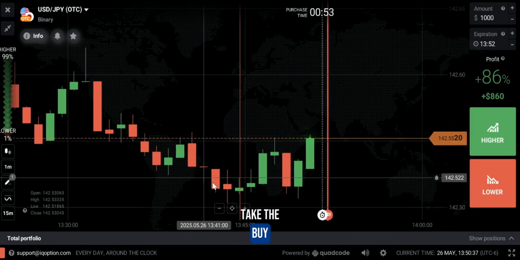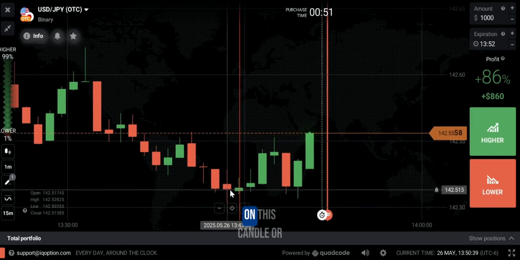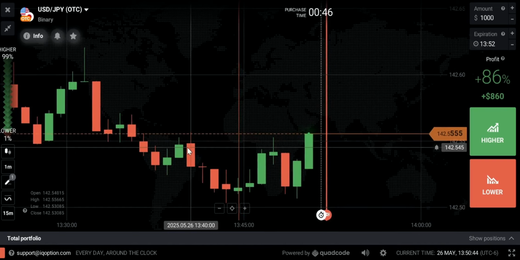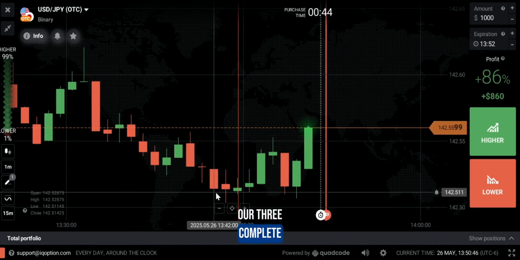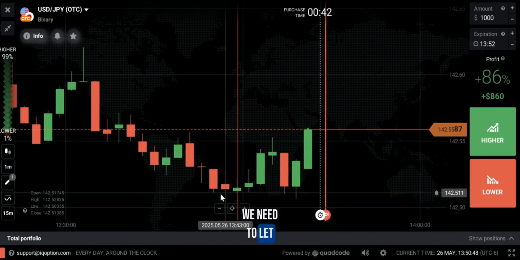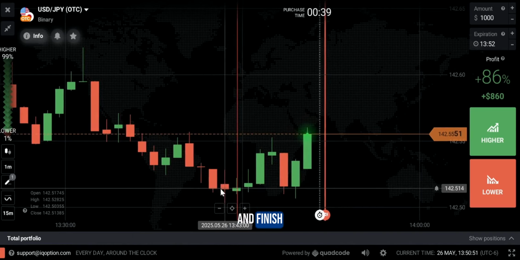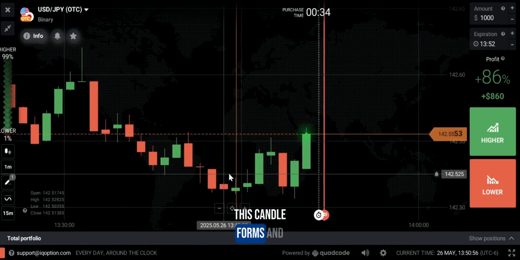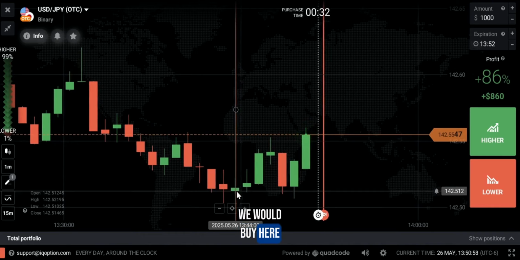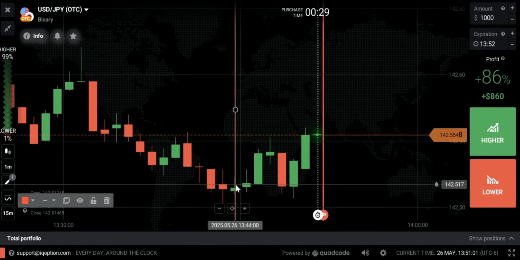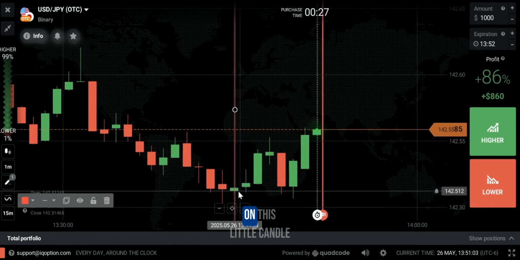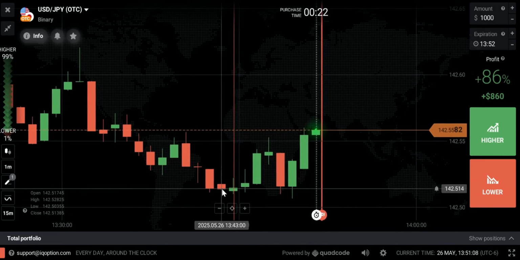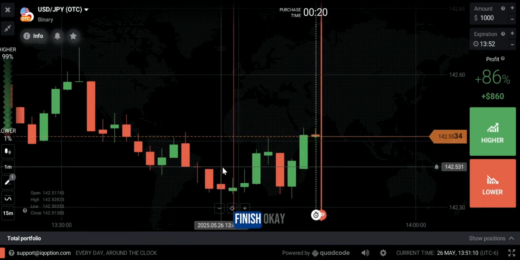But where do we take the buy? We don't take it on this candle or on this one. When we see the pattern, meaning we already have our 3 complete candles of the pattern, we need to let one more candle form and finish. Let this candle close, okay? We would buy here, on this little candle that appears here. We don't have to touch this candle here. We just have to let it form and finish, okay?